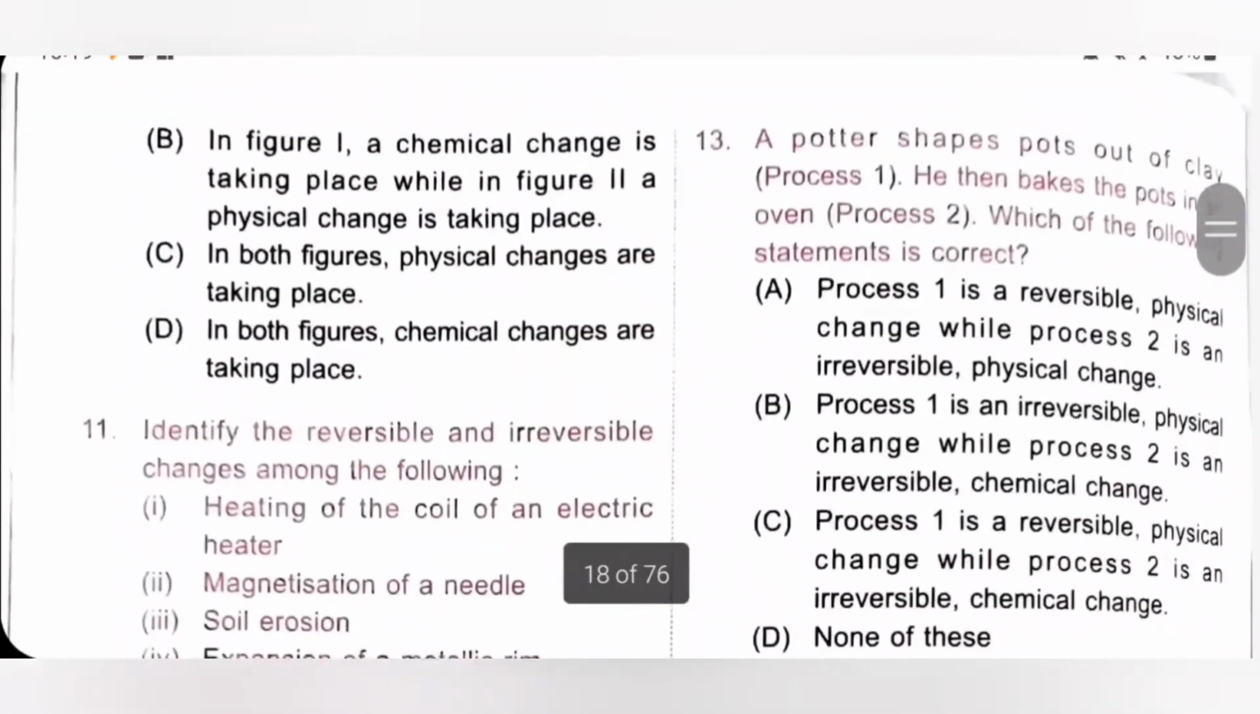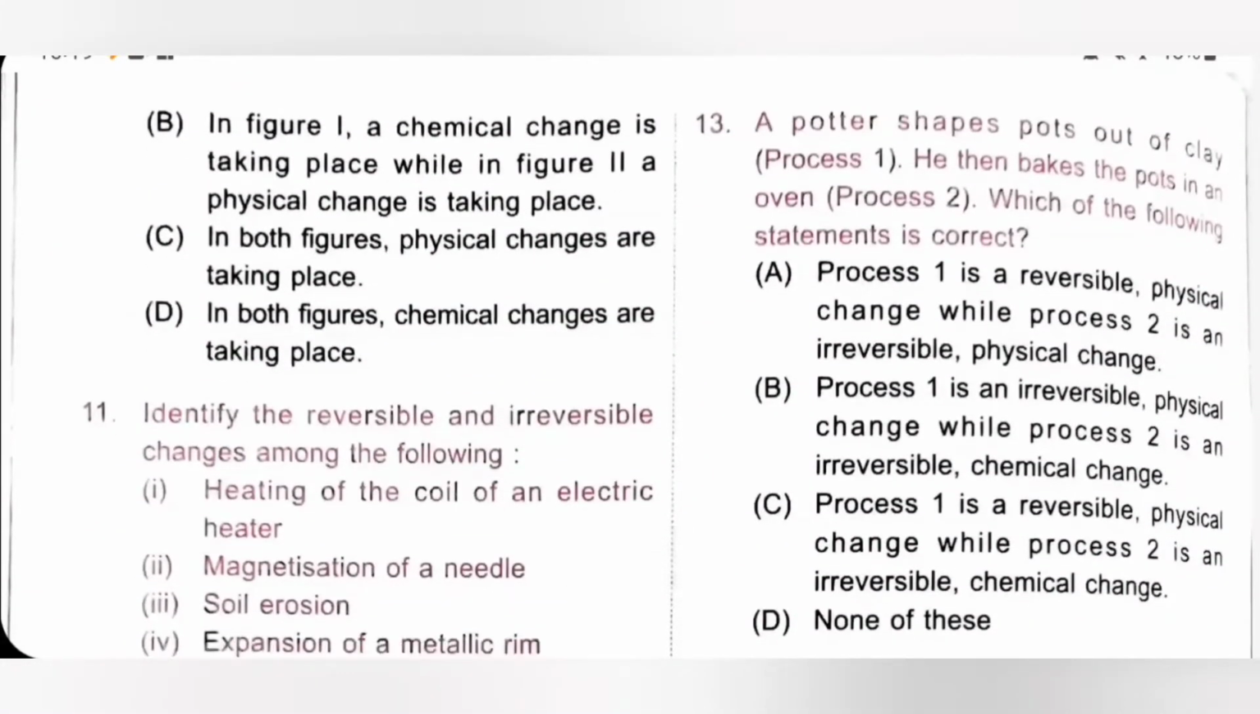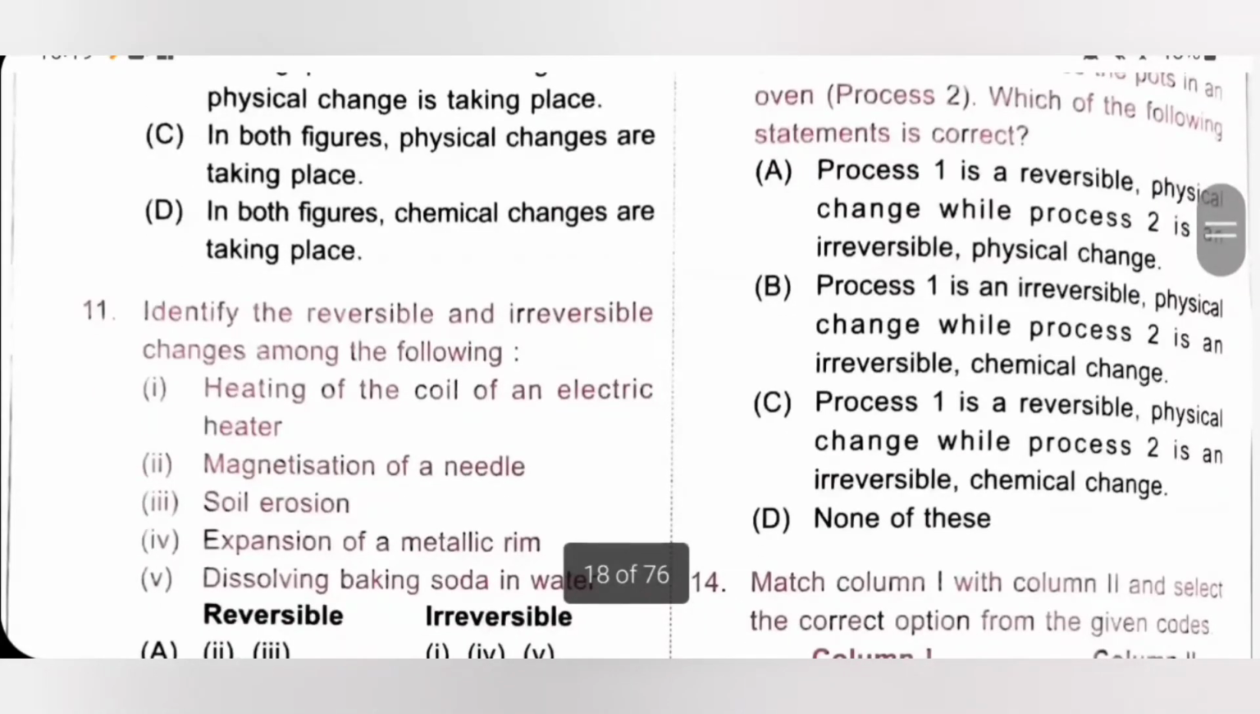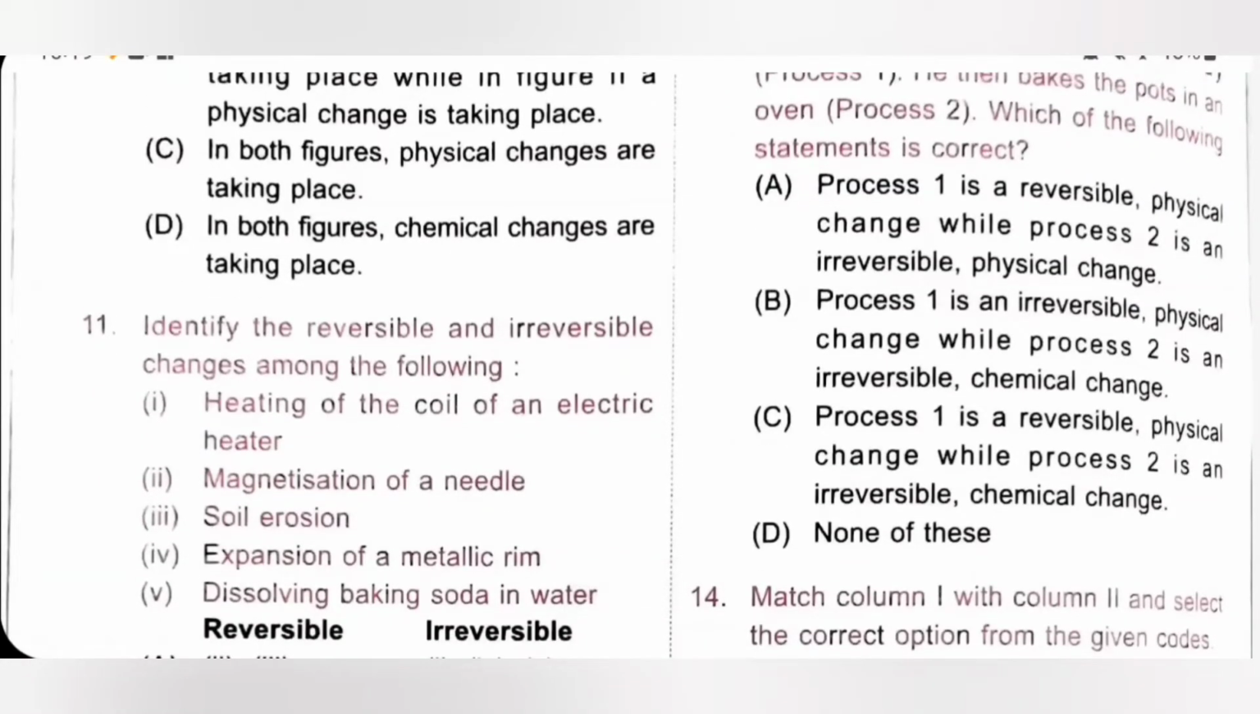13th one. A potter shapes a pot out of clay, process 1. He then bakes the pot in an oven, process 2. Which of the following statements is correct? A, process 1 is a reversible physical change, while process 2 is an irreversible physical change. B, process 1 is an irreversible physical change, while process 2 is an irreversible chemical change. C, process 1 is a reversible physical change, while process 2 is an irreversible chemical change.